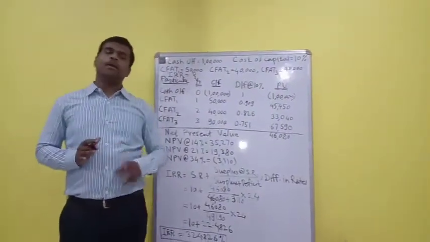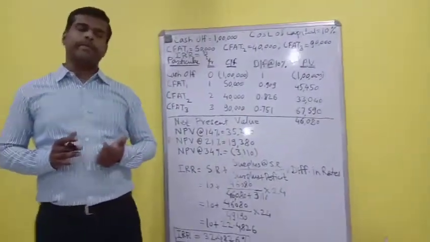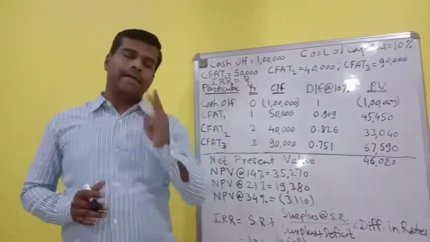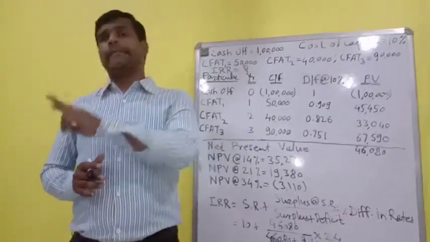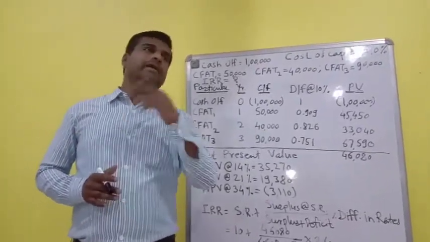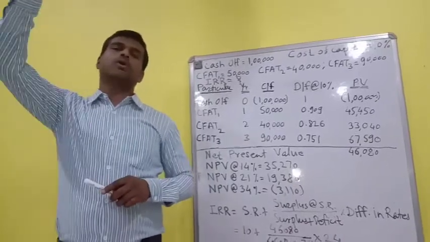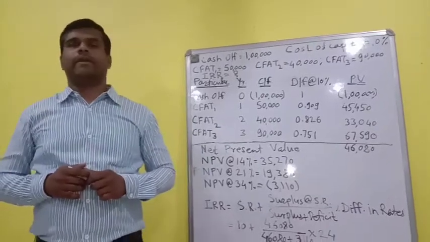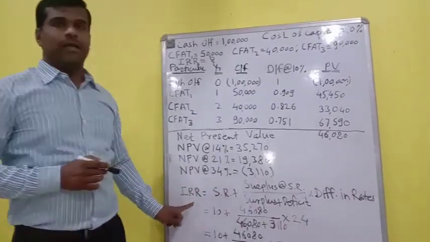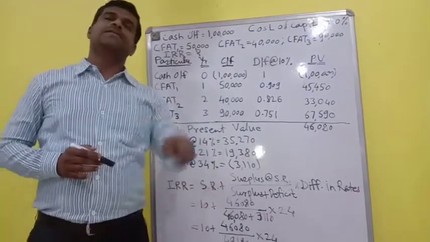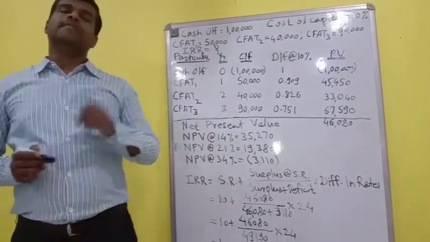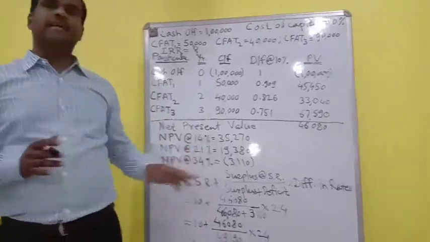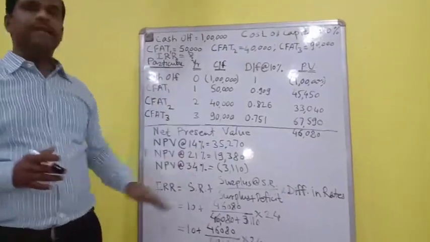It's very simple. There are two things that you are supposed to remember. One is that for calculating IRR, there must be one positive NPV and one negative NPV. For getting negative NPV, you will have to increase the cost of capital, and for getting positive NPV, you will have to decrease the cost of capital. Then you have to remember the formula: IRR is equal to starting rate plus surplus at starting rate divided by surplus plus deficit, multiplied by difference in rates. These are the things you need to remember while calculating IRR.